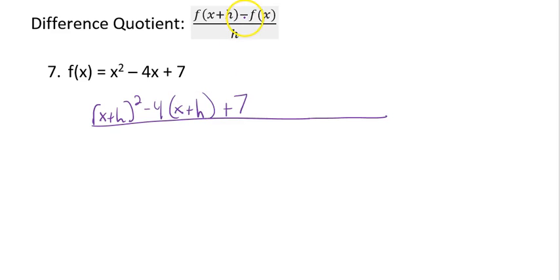Then there's a subtraction in the formula, so I'm going to bring a subtraction down. You're subtracting f of x, that's the whole function. You need to put that in parentheses or you will get the signs wrong. So subtract your whole function, and then it's always over h.